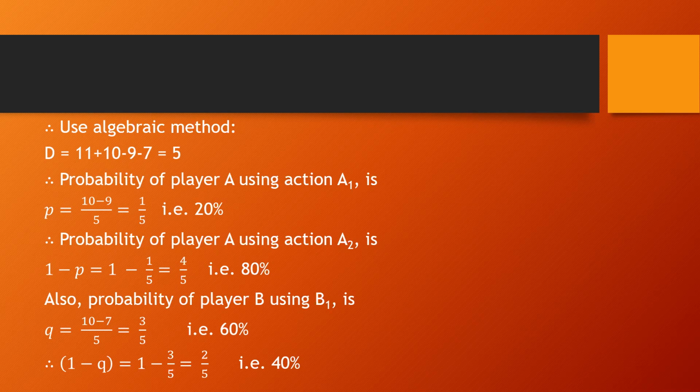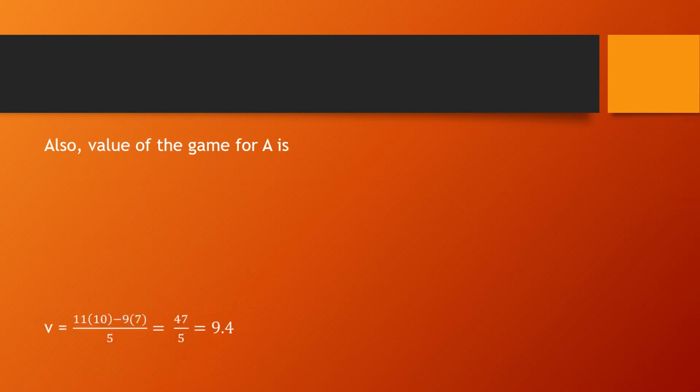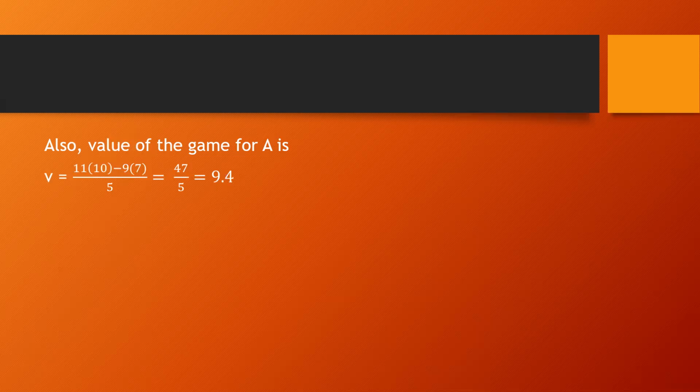The last value which we are going to find out is the value V, the value of the game for A. Now do the cross multiplication and take the difference between these values. So 11 into 10 minus 9 into 7 gives you 47, divided by D, that is 5. And the overall value is coming to 9.4. So the value of the game for A is 9.4, and the value of the game for B will be minus 9.4.